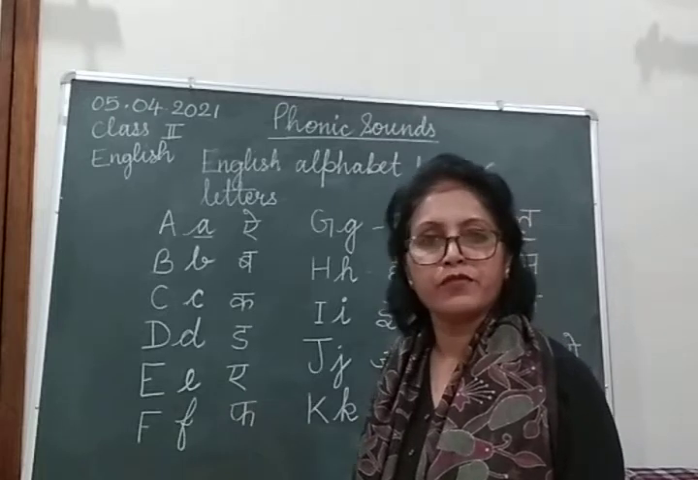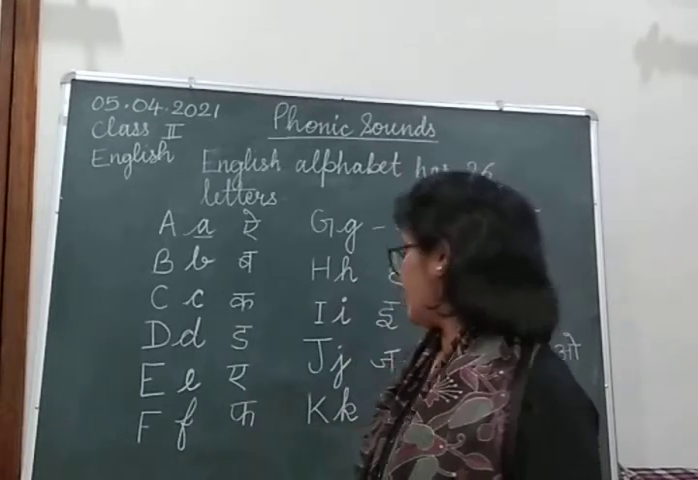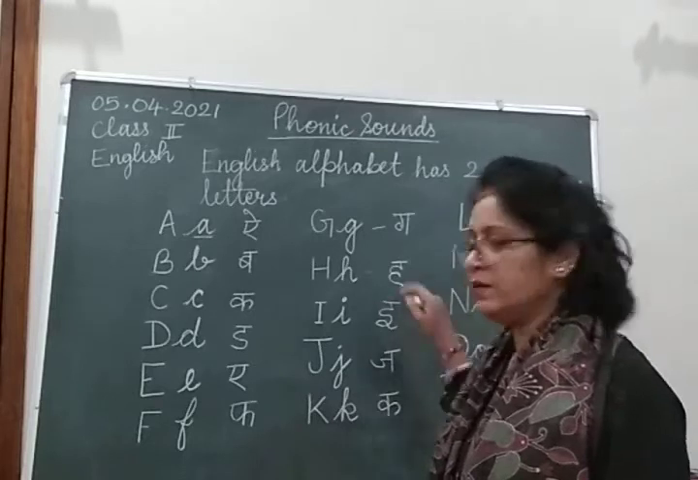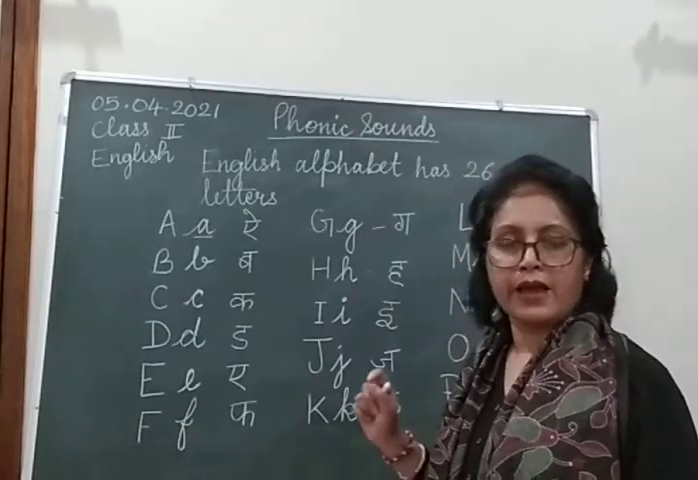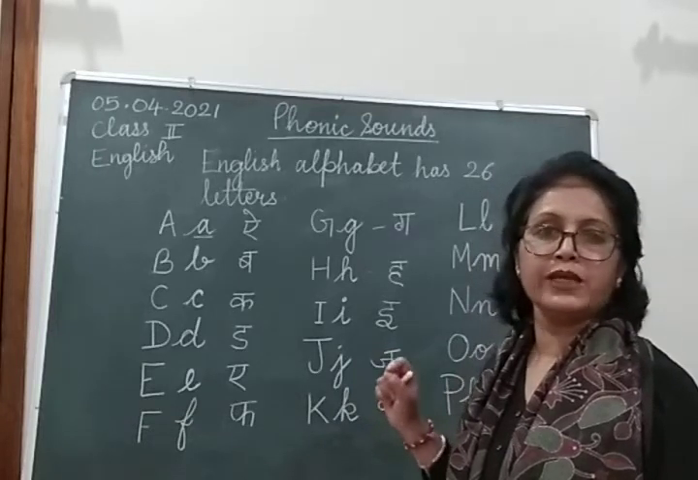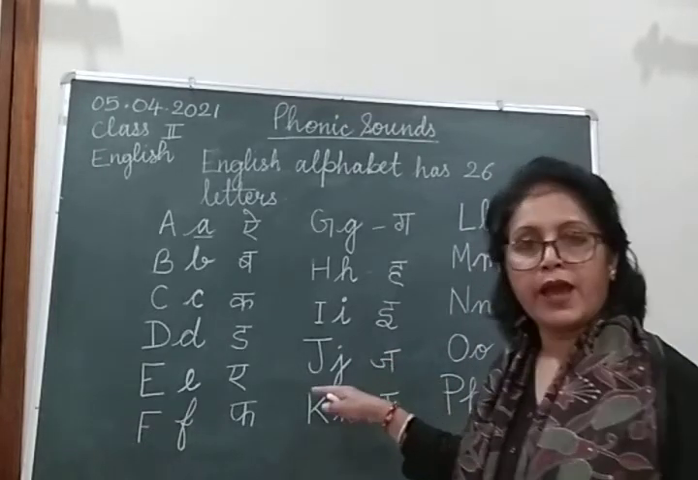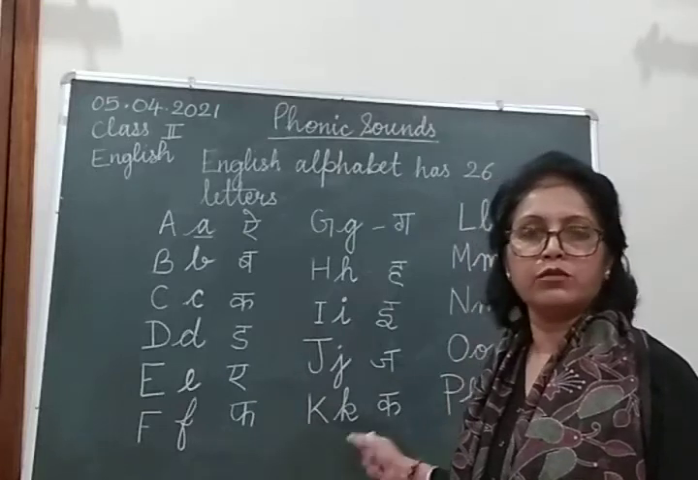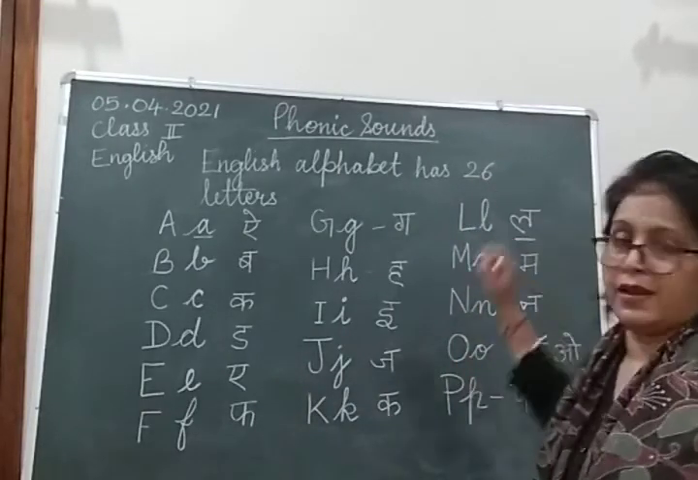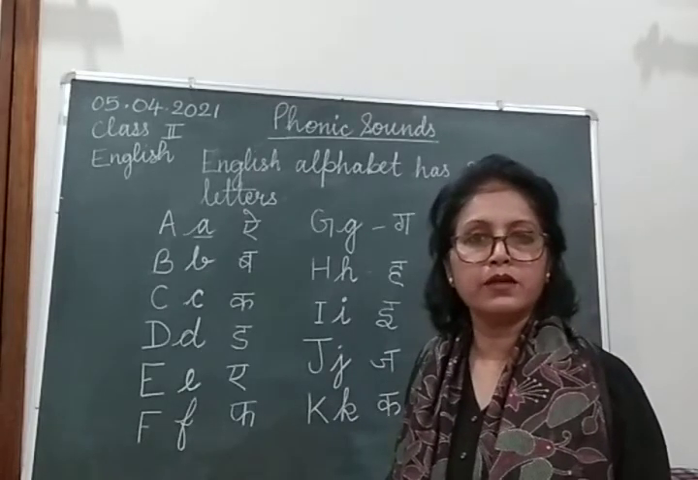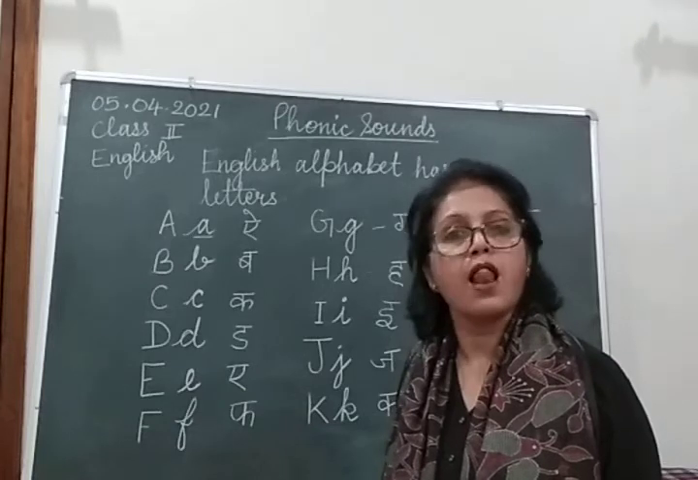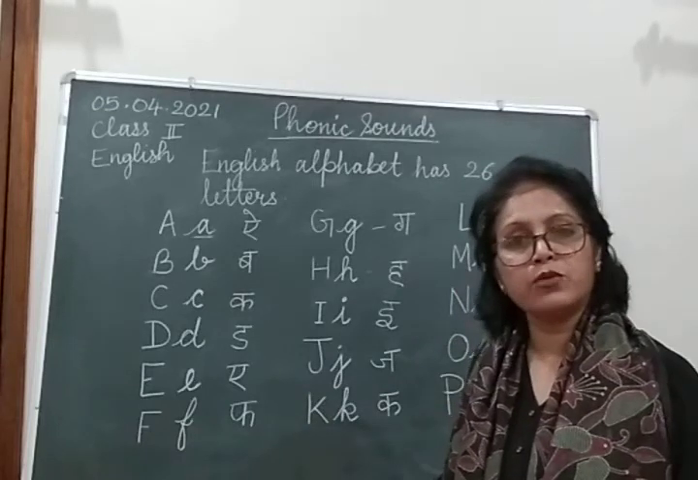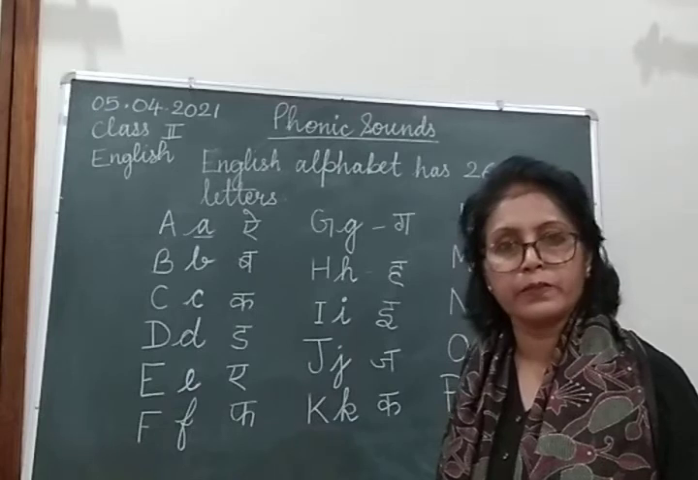F. G. H. I has the sound E, short E. J has the sound J. Letter K has the sound K. Letter L has the sound L, not la, it is L. M has the sound M, not ma, it is M.